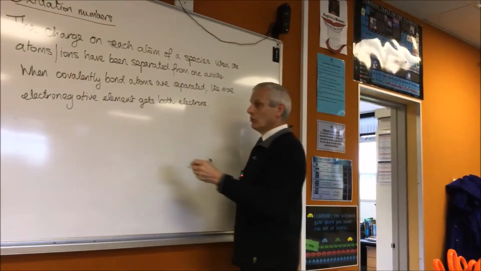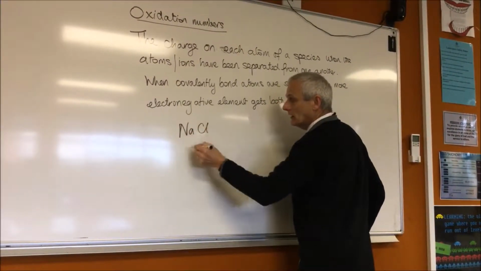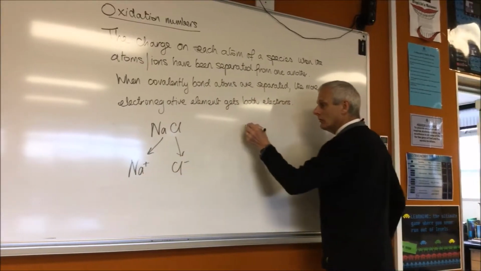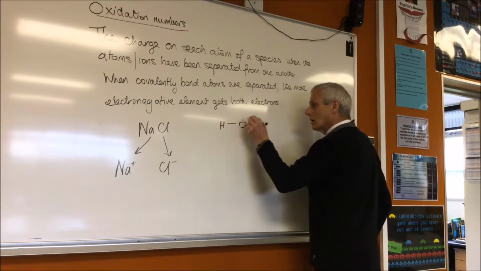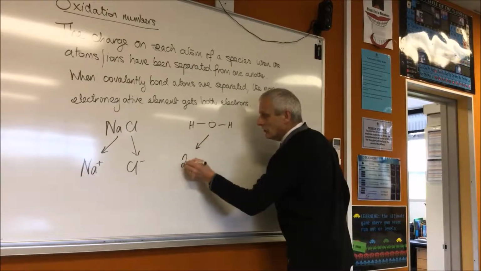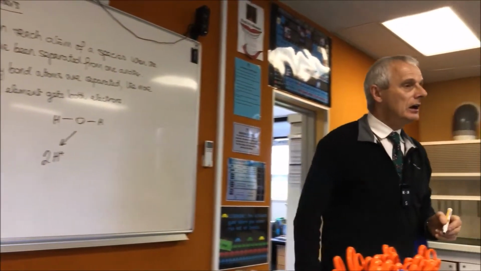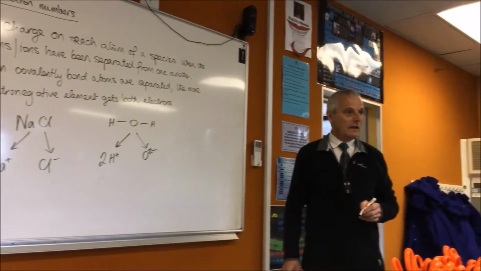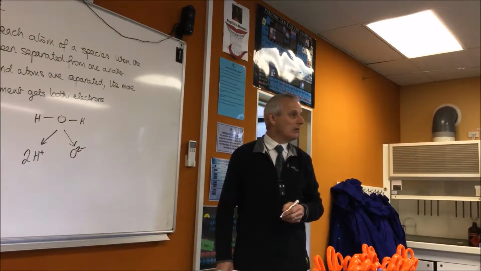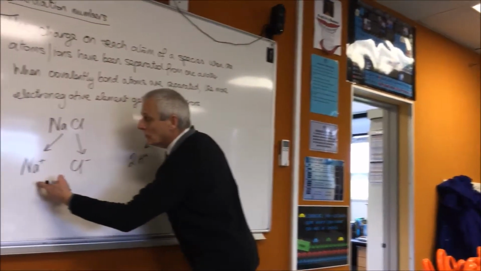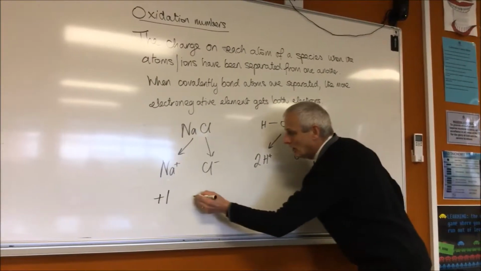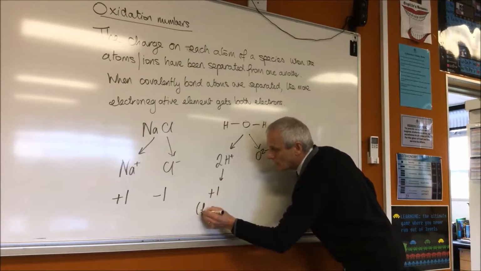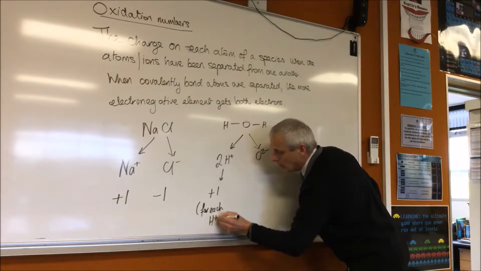Okay, so let's see how this works. If we add NaCl, then if we separate those ions, we get Na+ and Cl-. If we've got H2O, what we get is two H+ because they're the less electronegative element, and we get an O2-. Now we'll go through some rules to explain how we get oxidation numbers in a minute, but if we look at the oxidation number for this, it's +1, this one it's -1, each of these is +1 for each H+. And that's the important thing.